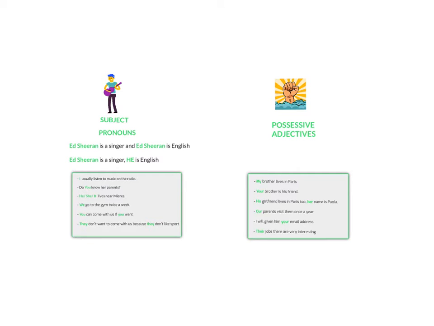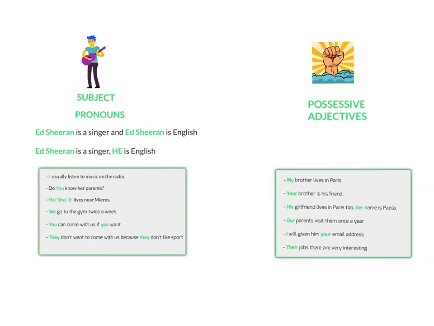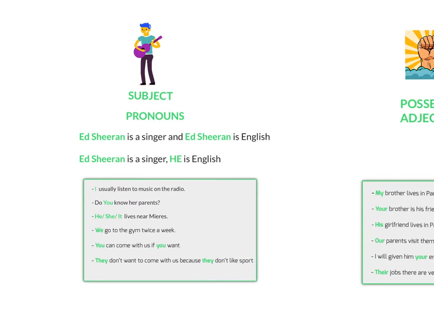In this first video, we're going to analyze the difference between subject pronouns and possessive adjectives. Let's focus first of all on subject pronouns. As the word pronoun itself suggests, a pronoun takes the place of a noun. In this case, a pronoun replaces the subject of a sentence. The subject of a sentence is the person or thing that performs the action of the verb.